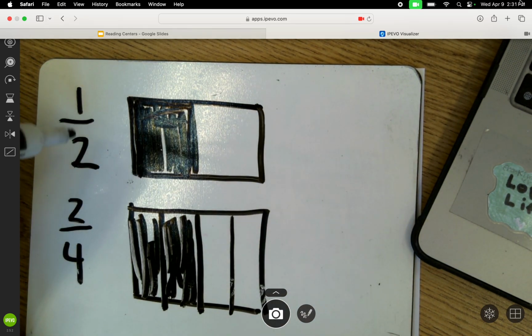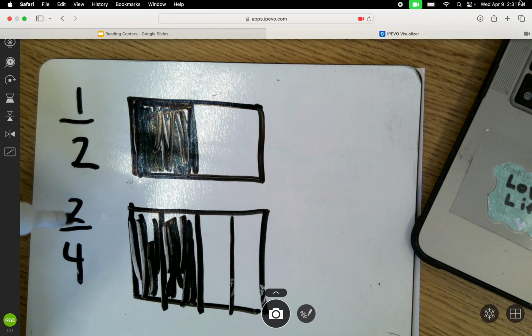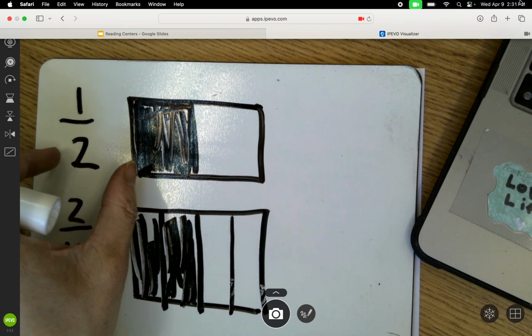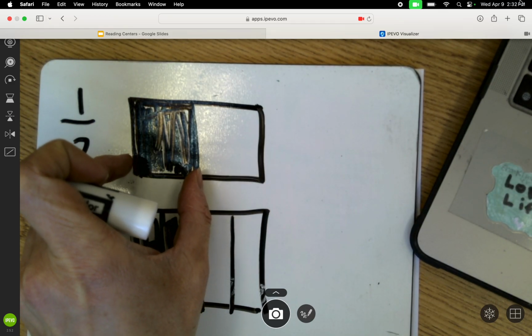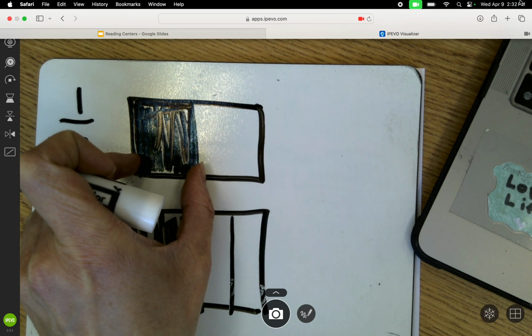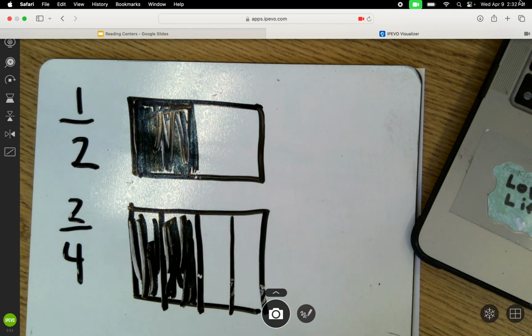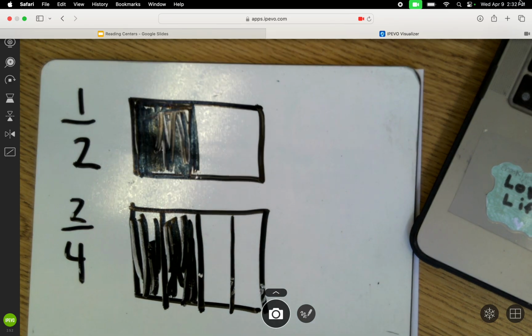The shaded part is our part. So here, 1 part is shaded. And here, 2 parts are shaded. The difference is that when it's the half, a larger part, each part is larger, right? So this is just 1 part, but it's equivalent or equal to 2 parts with the denominator of 4, okay?